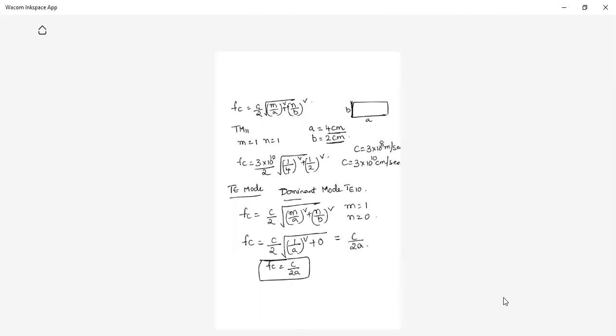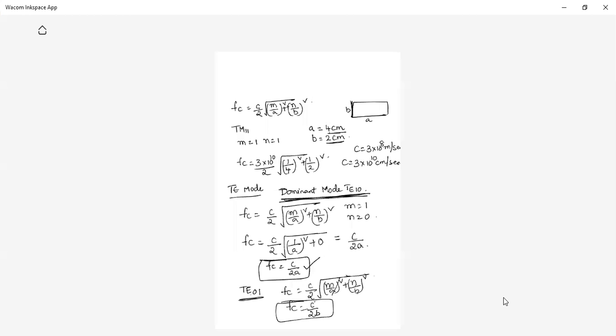When the waveguide is operating in dominant mode, are you getting? So when the waveguide is operating in dominant mode, what is the cutoff frequency? c by 2a. So if it is operating in TE01, tell me what is the cutoff frequency? fc is equal to c by 2 square root of (m by a) whole square plus (n by b) whole square. If m is equal to 0, this term becomes 0, n is equal to 1, so c by 2b.